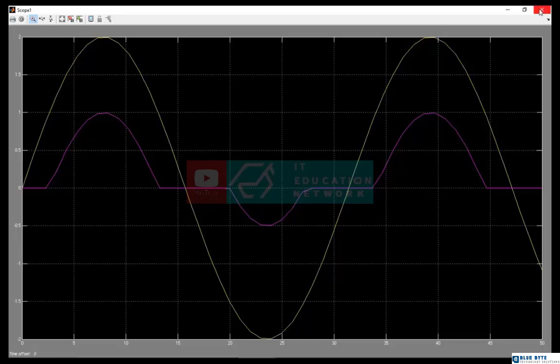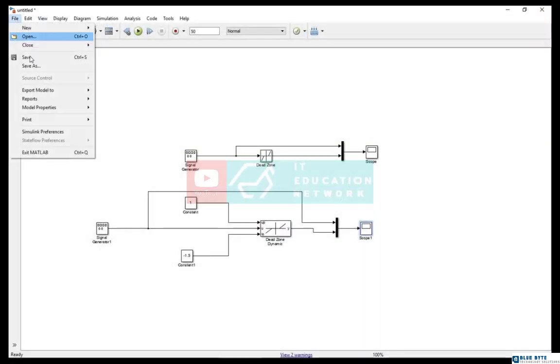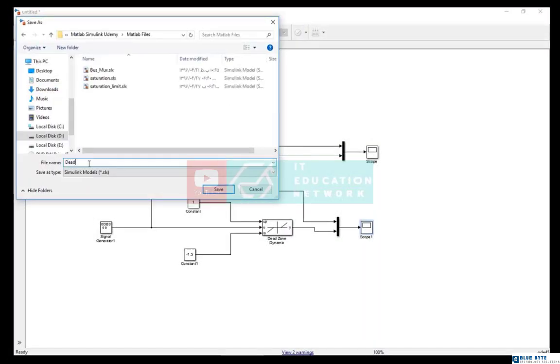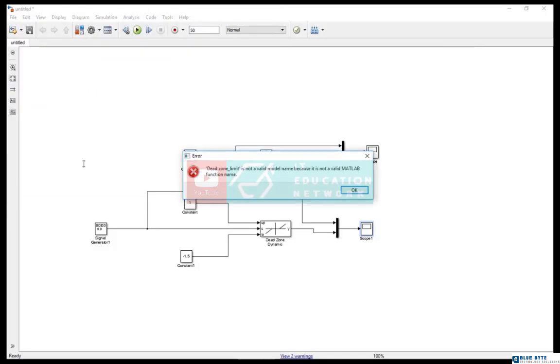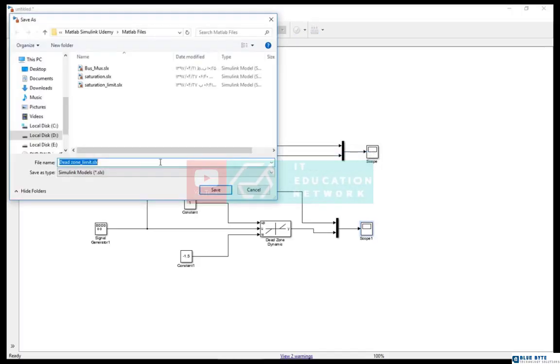I save this model as dead zone limit. Here the error is because we used space on file name. Actually, Simulink is sensitive on the saving.